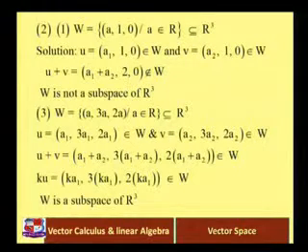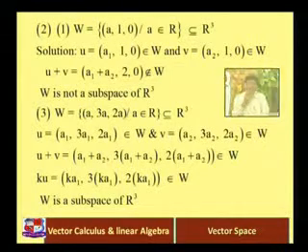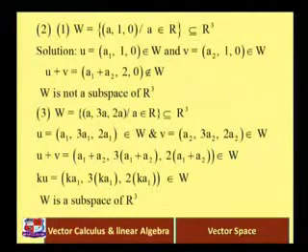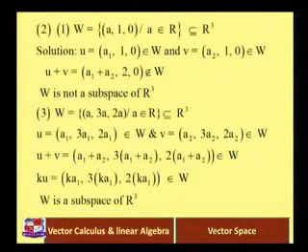Now, in any example, keep in mind that if we want to prove that the given set is a subspace, you have to take two elements in general from the set. But if we want to prove that the given set is not a subspace, you need to take only particular elements from the set and check that the addition of those two particular elements is not in the set, or the scalar multiplication is not in the set.